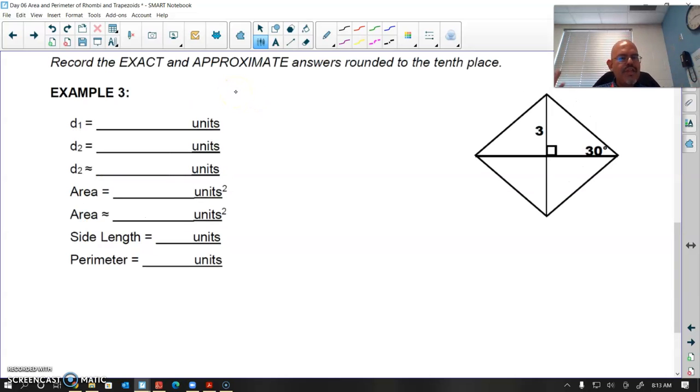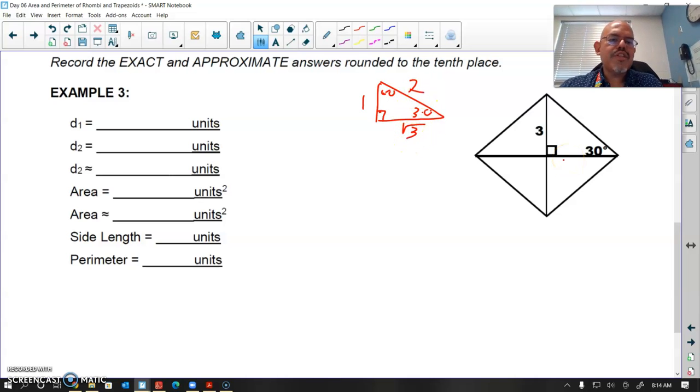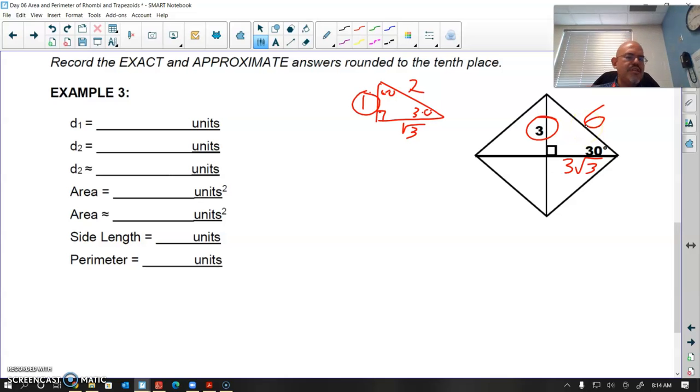Okay, so here we have a special right triangle. Remember, in special right triangles, this one has to be a 30, 60, 90 because of that 30 degrees. This is 1, 2, square root 3. So this side has to be 3 times the square root 3, since we have a 1 here. And this has to be 6, because the hypotenuse is always twice the shortest side. So now diagonal 1 is 6, we just double it, and the other diagonal is 6 square root 3.